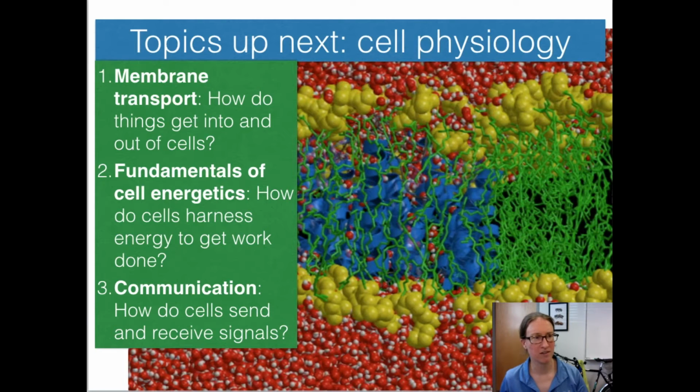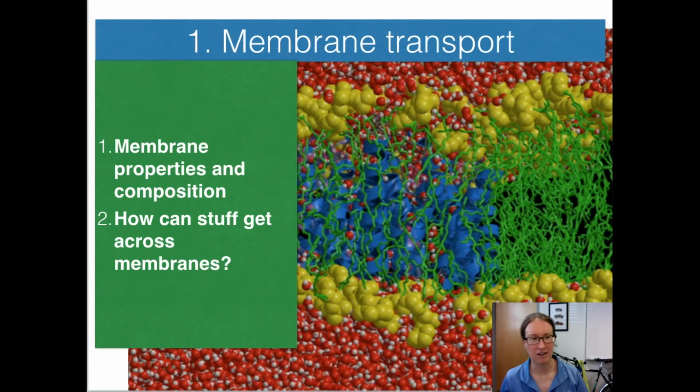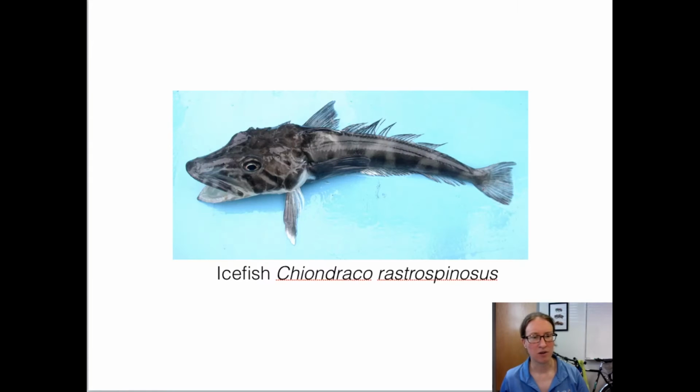And we're going to start this series out then by talking about cell membranes and briefly talking about something of a biological puzzle. So here is a fish called an ice fish. So its Latin name or biological name is Chiondraco rastrospinosus, quite a mouthful. And this is an animal that lives in the southern oceans near Antarctica. It's often found very deep in ocean water.